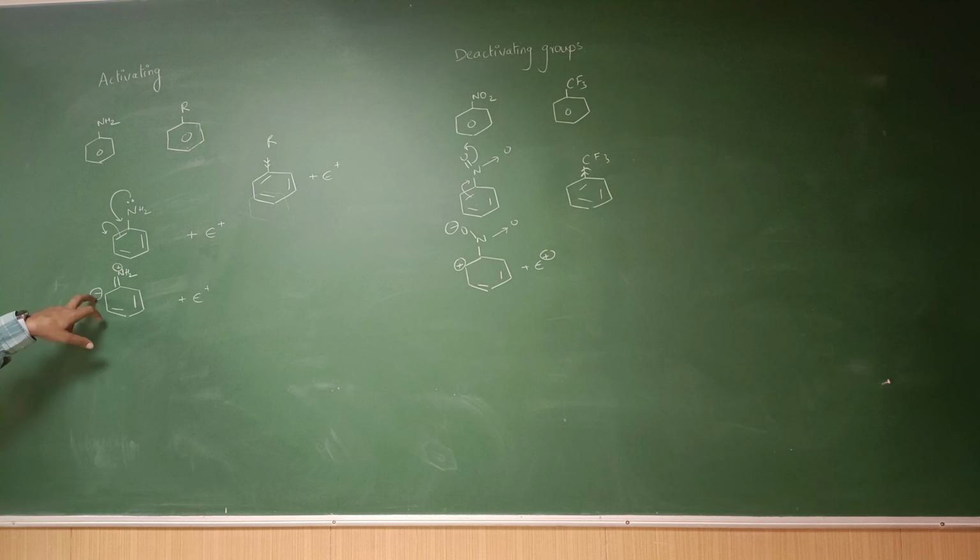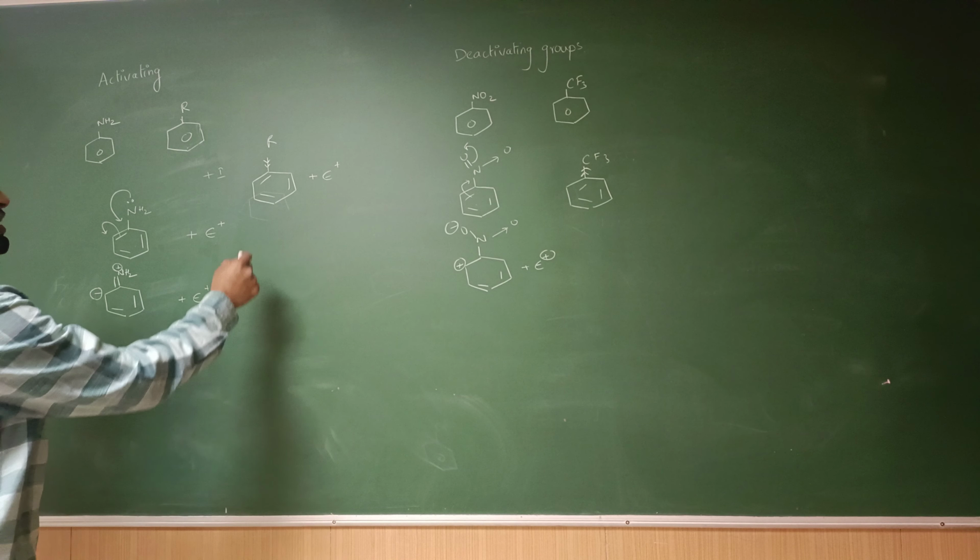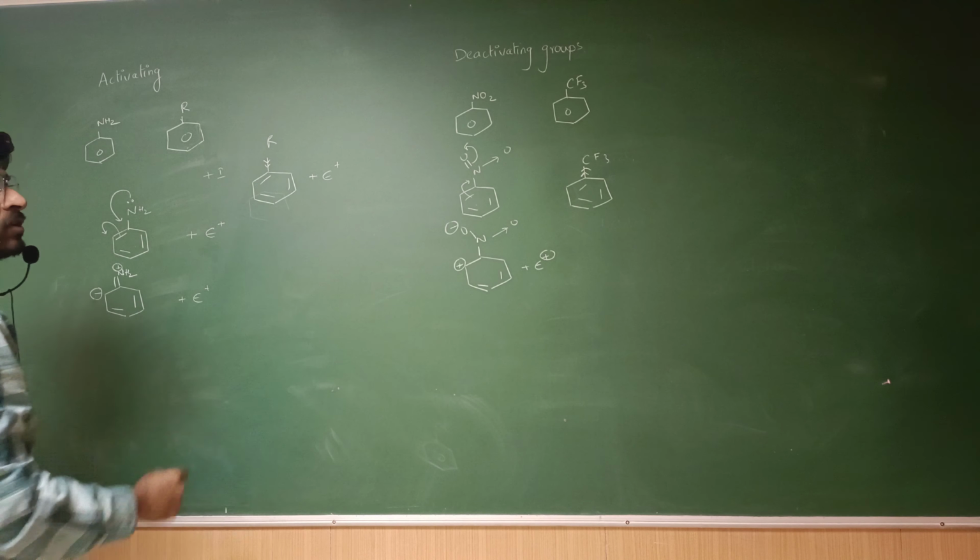Suppose if I take an alkyl group, let us take a CH3 group, C2H5 group, etc. Alkyl groups are plus I groups. Plus I groups give electrons by inductive effect. That is, they give through the sigma bond. This is through pi bond, this is through sigma bond. So they also increase the electron density on the benzene ring. Compared to a normal benzene, alkyl benzene will have high electron density. So electrophile will prefer to attack this than benzene.